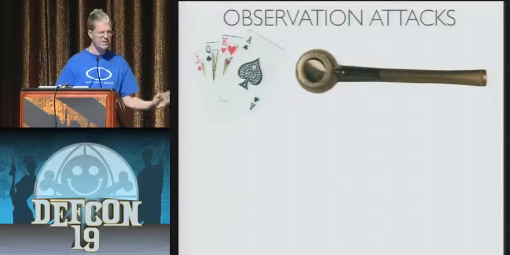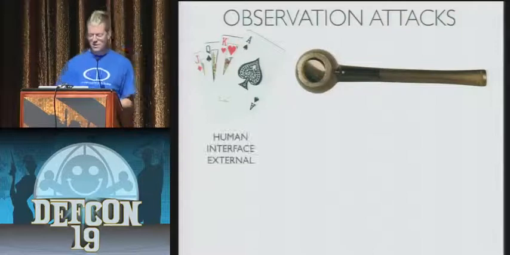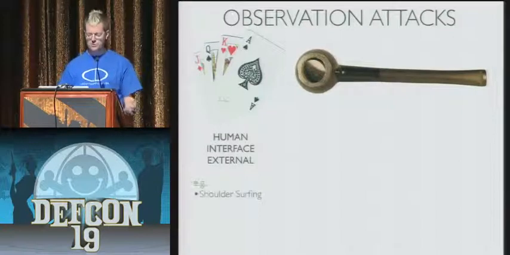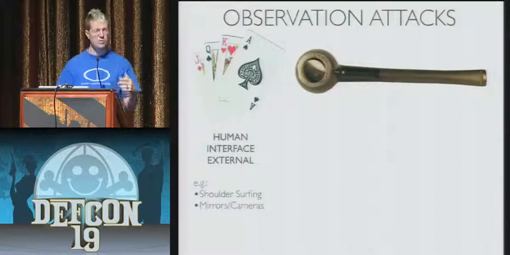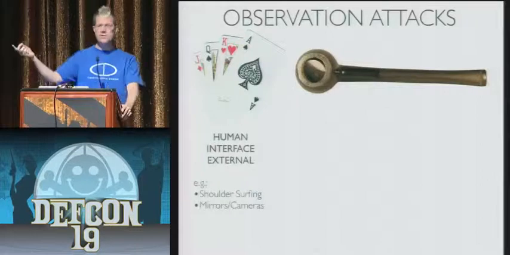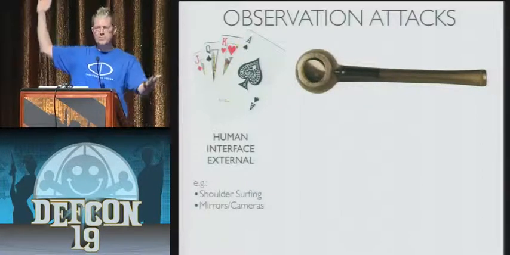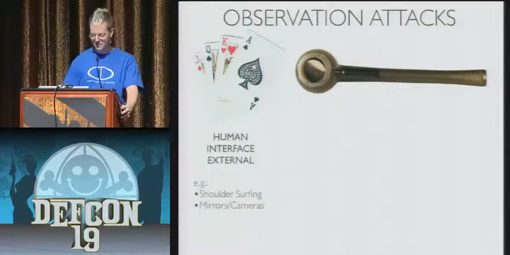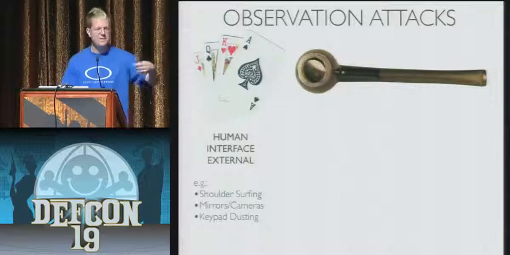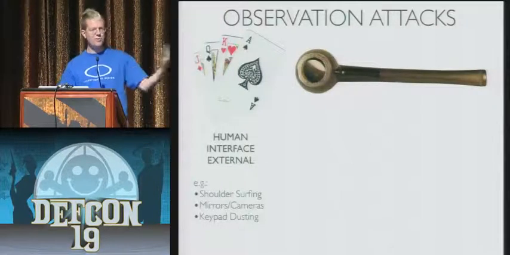And these observation attacks are everywhere in computing. So they're in the human interface, external, for example, shoulder surfing or mirrors and cameras. Quick show of hands. Who's ever shoulder surfed someone's password or PIN? I hope it would be most people in this room, right? Because it's so easy. You can also dust the keypad, and you can essentially shoulder surf when someone's not there, when they've already left and used the thing.